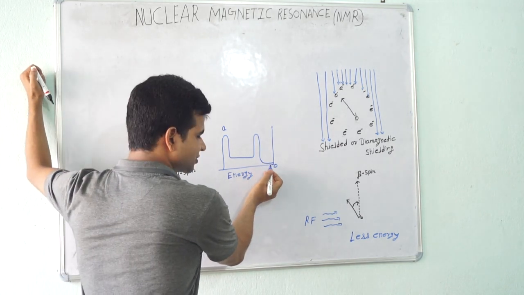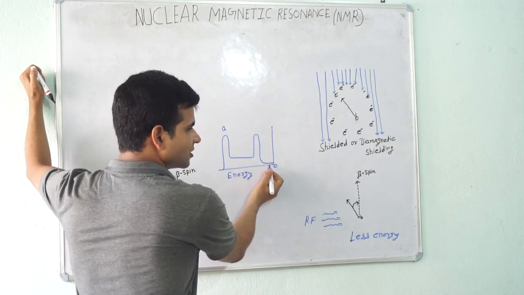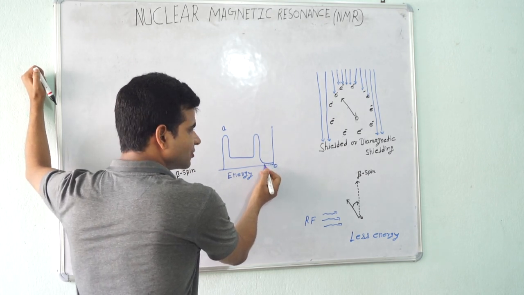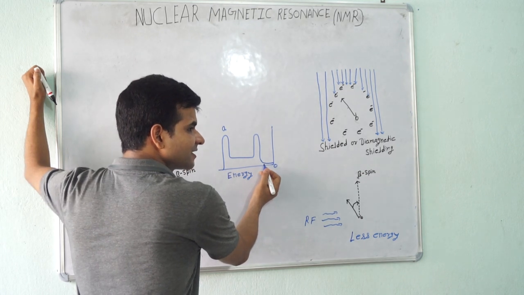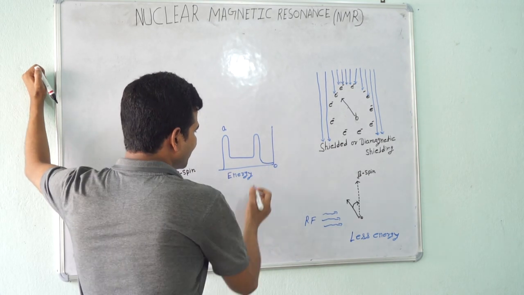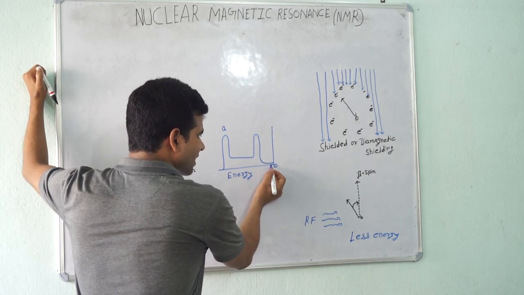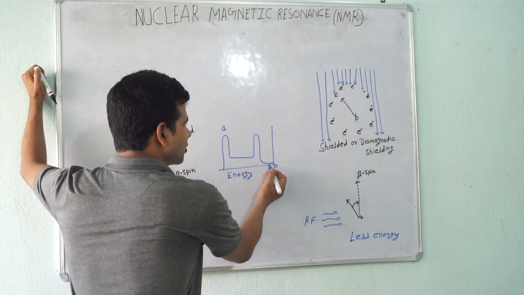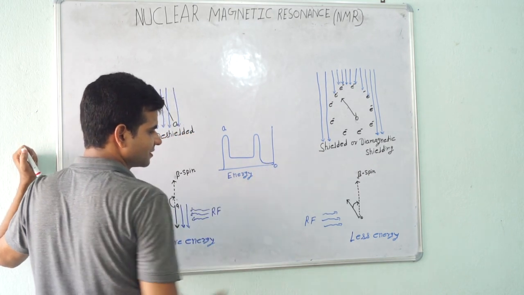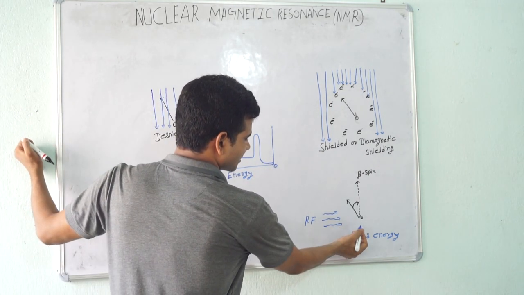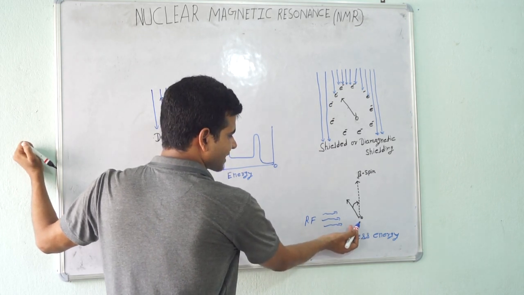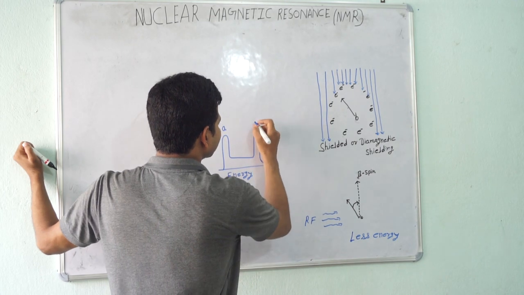Now come to this peak. This peak is close to the 0 mark, and the peak which is close to the 0 mark represents the hydrogen atom which has taken less energy to go into beta spin. Again I am repeating, the peak which is close to the 0 mark represents the hydrogen atom which has taken less energy to go into beta spin. So hydrogen atom B has taken less energy to go into beta spin, therefore this peak represents hydrogen atom B.